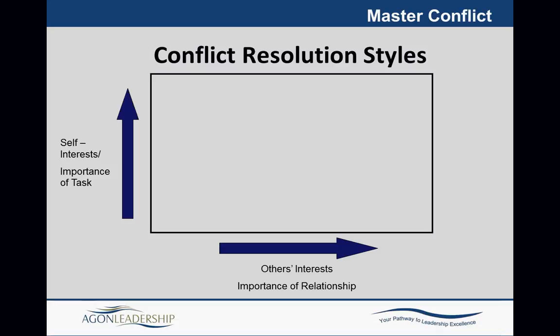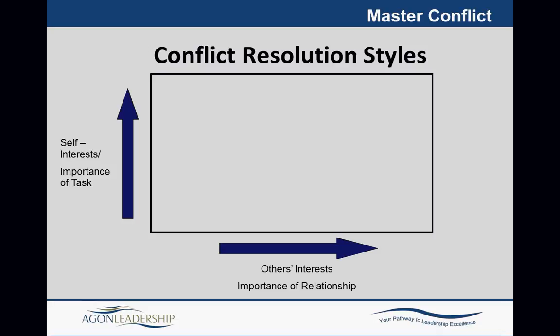When I am on the left side of this diagram, if I'm not concerned about my own interests being served, then I'm functioning near the bottom of that arrow, near the bottom of the chart. If I'm not extremely concerned about getting this task done or the methodology for getting this task done, then I'm near the bottom of that left arrow.